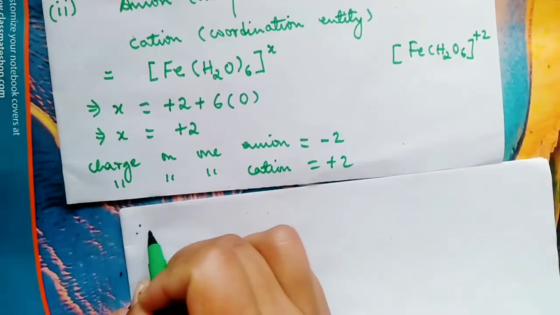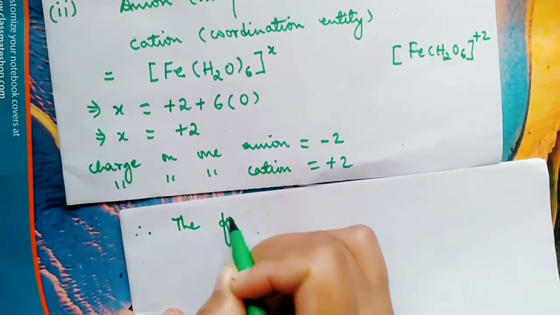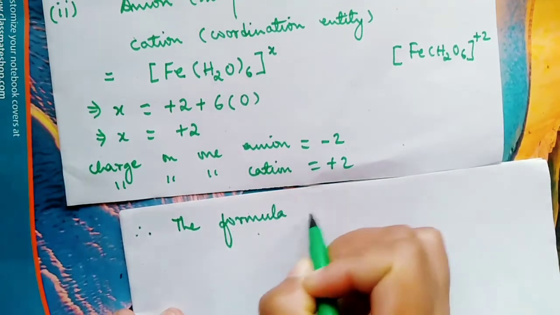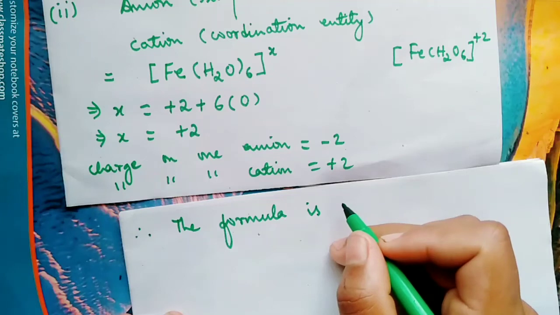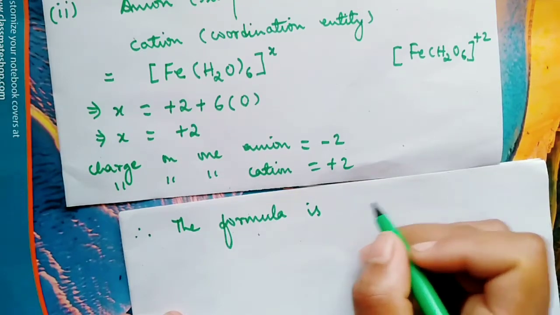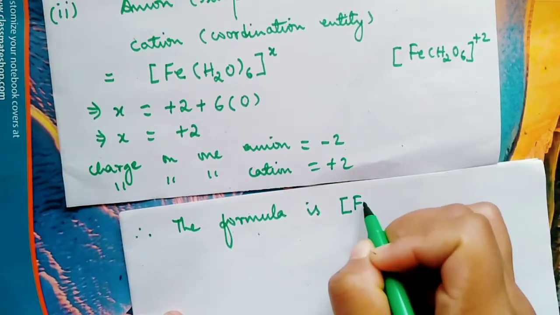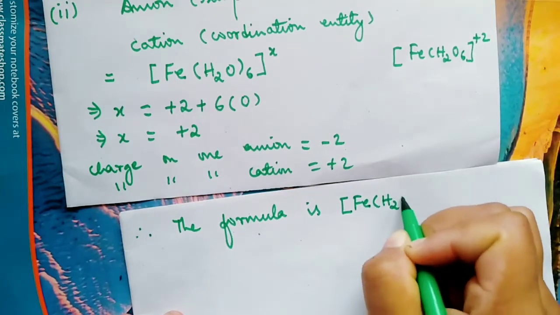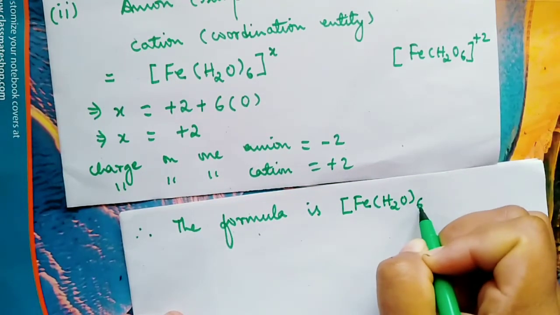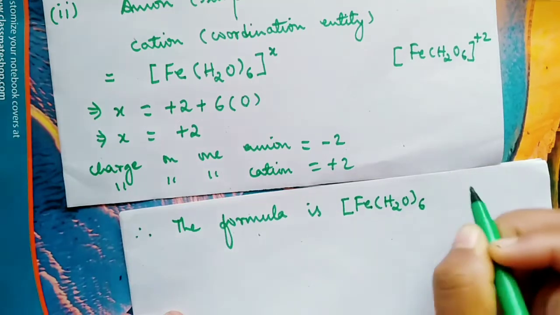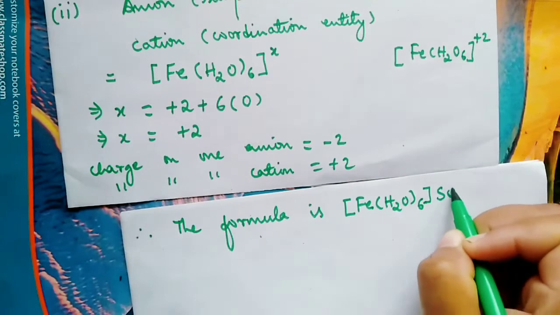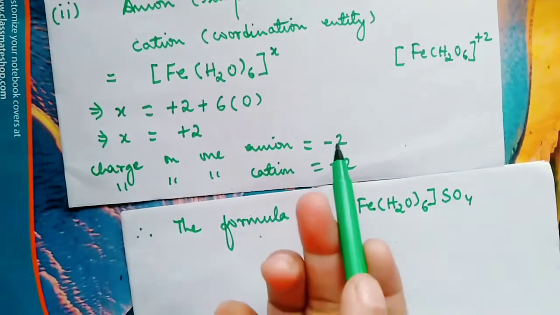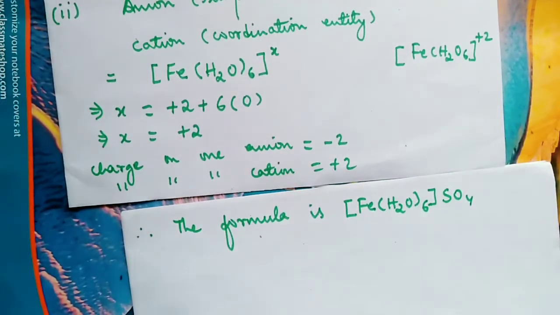Therefore, the formula for the given compound is what? You have to write first the coordination entity according to what they have given. Okay, so hexaaquairon, and then sulfate. Okay, they are balanced, so nothing to write.